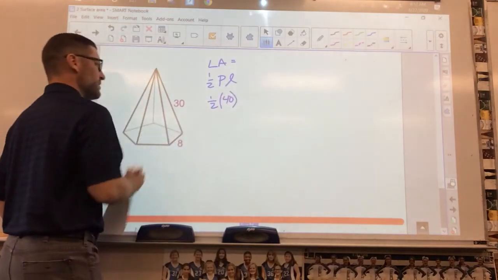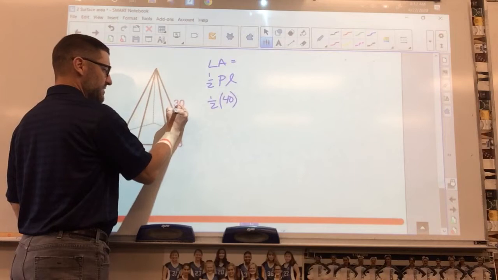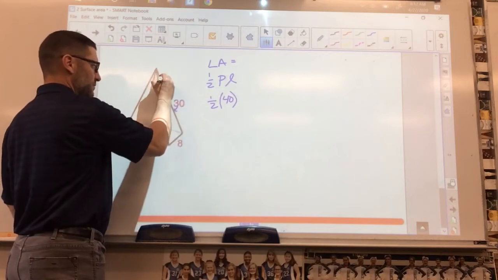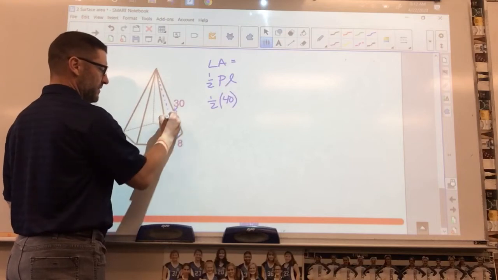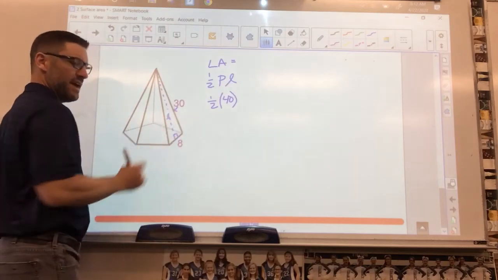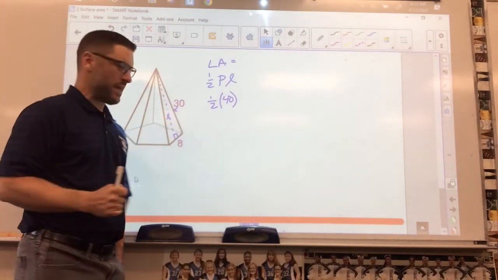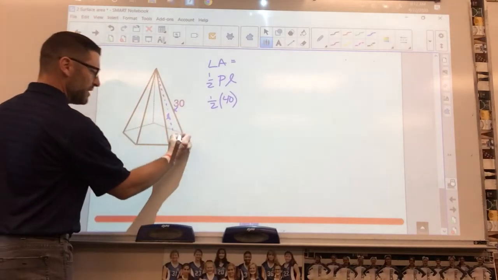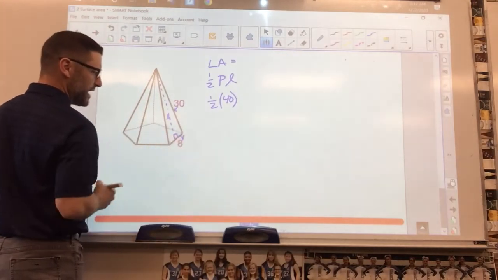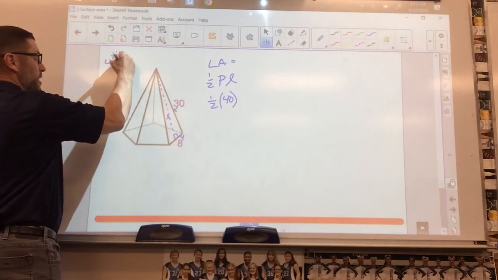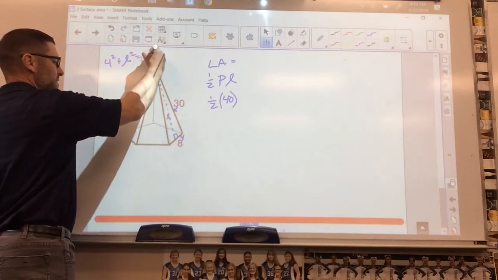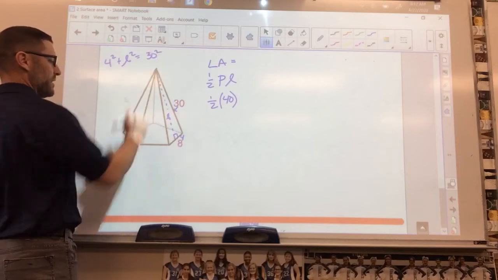The slant height, I don't know. This 30 is to this edge. I don't want the edge. I want this slanty height right here. There's the right angle right there, and there's my L value. This time that L value is a leg. Still a Pythagorean theorem problem, but here, instead of using 8, I'm going to use a 4 down there, half the 8, and I'm going to go 4 squared plus L squared equals 30 squared.